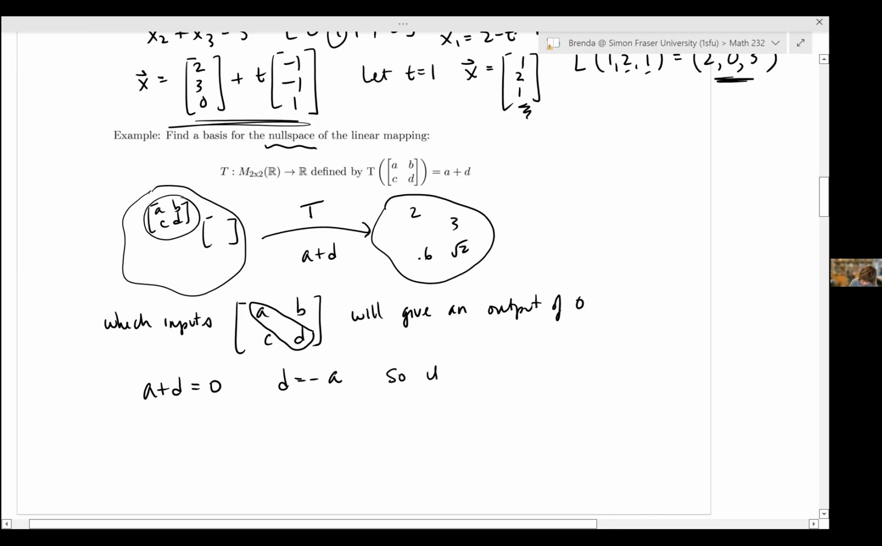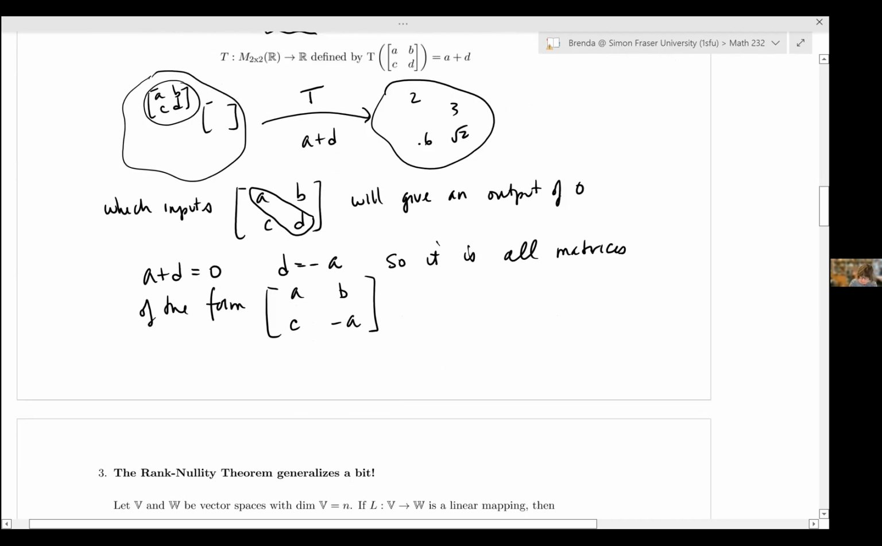So it is all matrices of the form A, B, C, minus A. You can see that for all matrices that look like this, when I add these two things, I'm going to get 0.